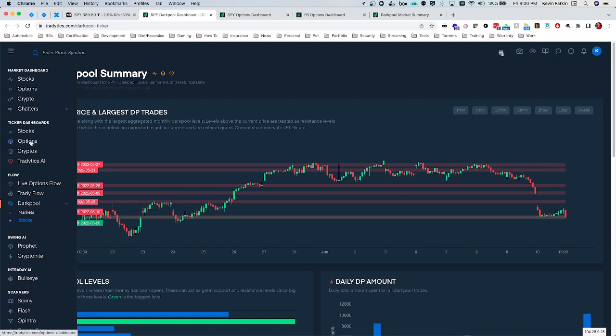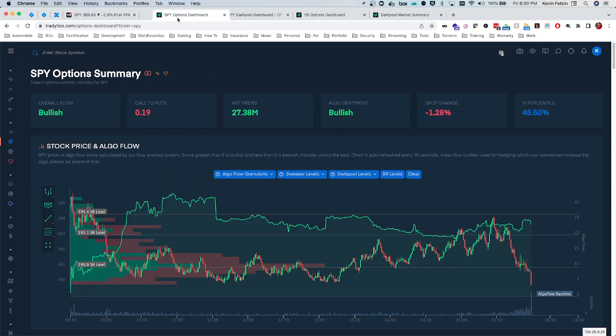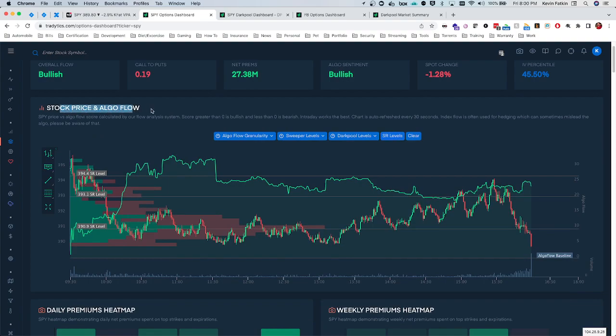The first one would be under the options ticker dashboard. And so that's what I have up on this tab. And if you just scroll down here, now the stock price and algo flow, I've talked about this in other videos. I love this tool. I use it every single morning, and I'll just clear out the levels here. Now, you can plot normal support and resistance levels, which you can see here, which are extremely useful.